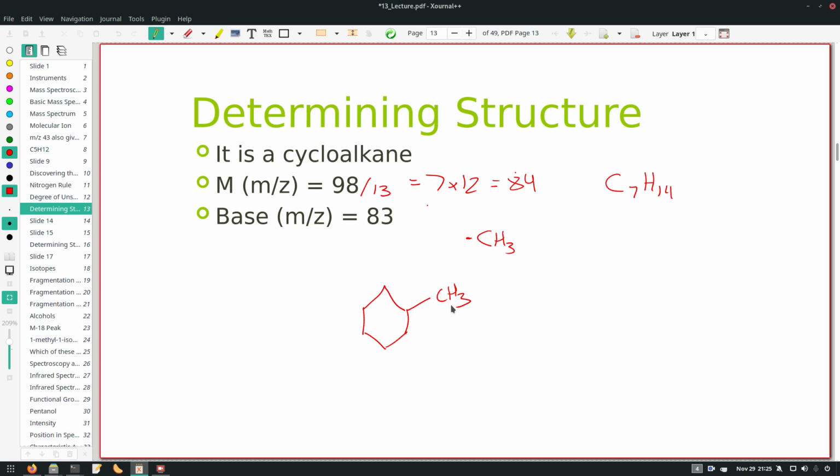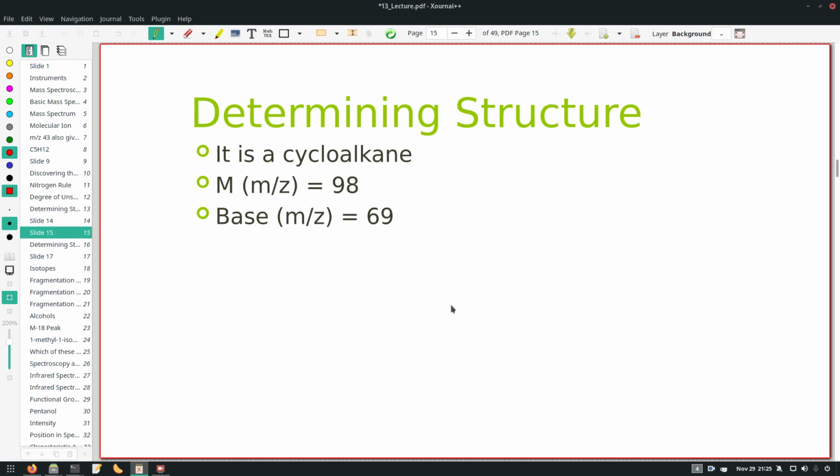Alright, let's do another one of these. So 98 with the base peak now at 69. Still a cycloalkane, and we still have that exact same formula, C7H14, because the mass was 98. But now our main loss is 29. Well, that implies a 5-membered ring with an ethyl coming off of it.